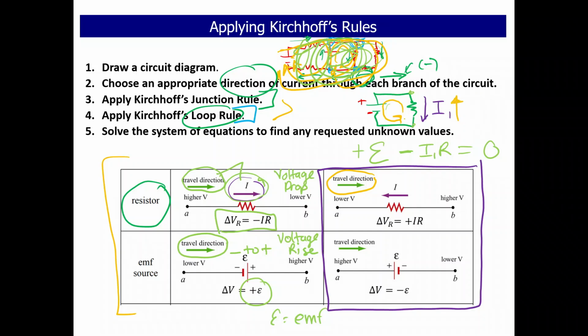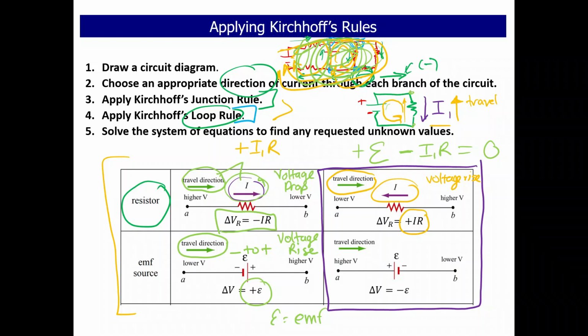Okay, if I look, my travel direction is from bottom to top. So that's my direction of travel. Notice that my travel direction and my current are in opposite directions. When my travel direction and my current are in opposite directions, I write this with a positive IR because it's acting like a voltage rise. It's really not a voltage rise, but based on the way you do that, it's acting like a voltage rise for that direction. So for that case, I would write positive I1 times R.